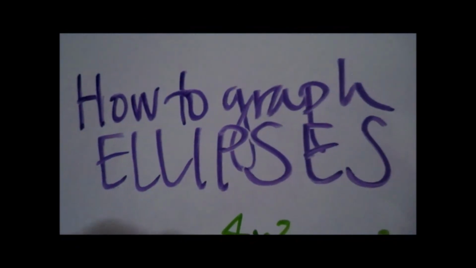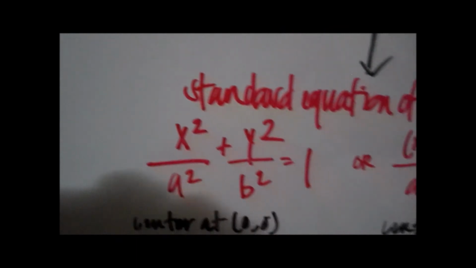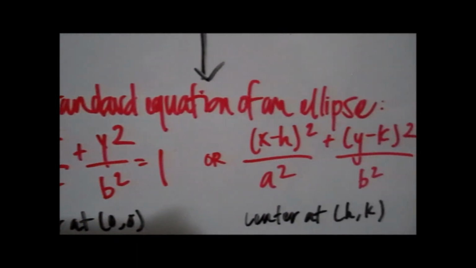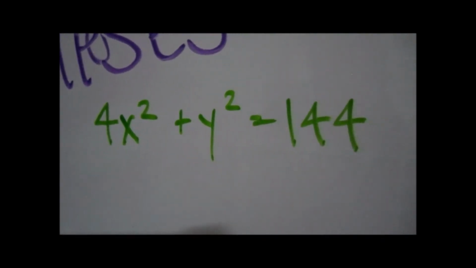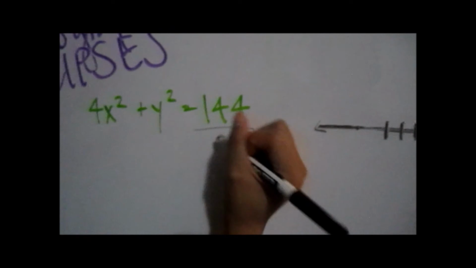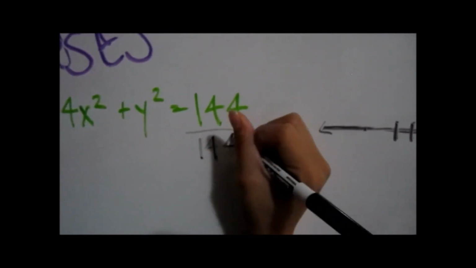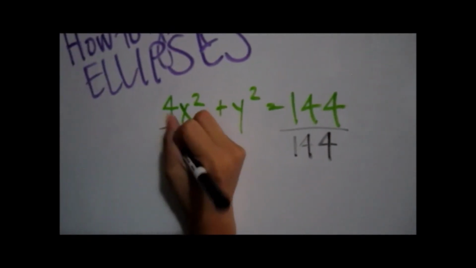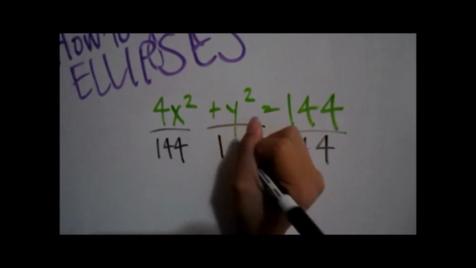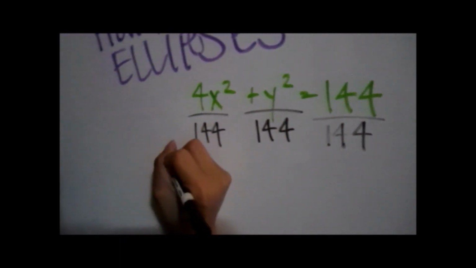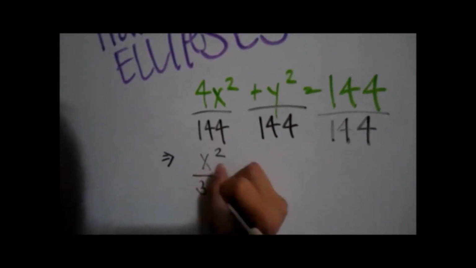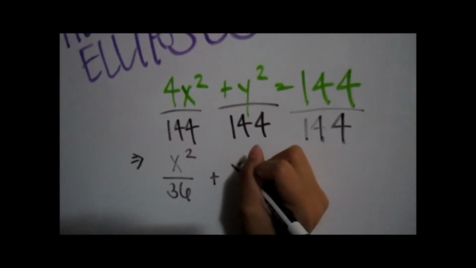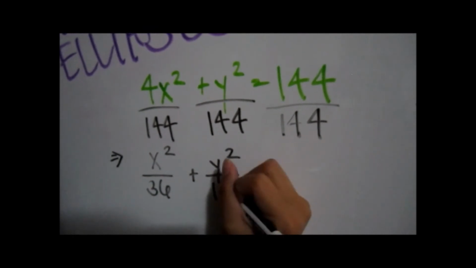How to graph an ellipse. The standard equation of an ellipse is x squared over a squared plus y squared over b squared equals 1. That tells us that the center is at 0, 0. Our problem is 4x squared plus y squared equals 144. The first thing we're going to do is divide by 144 on both sides. That gives us x squared over 36 plus y squared over 144.